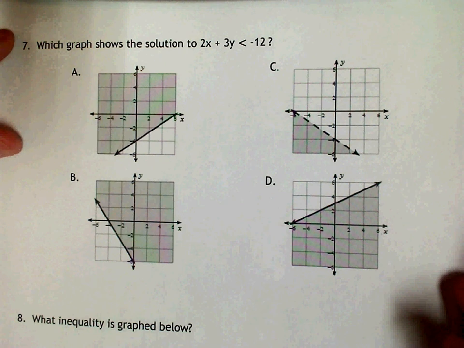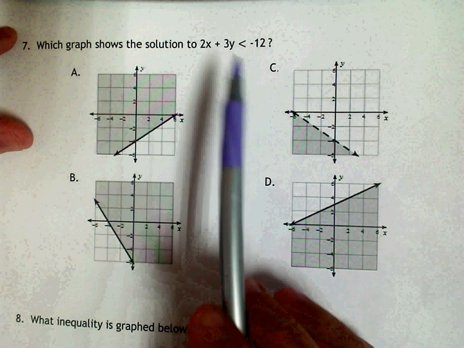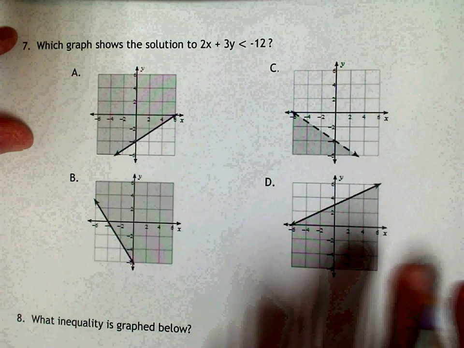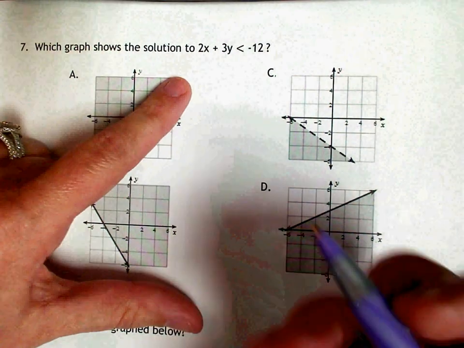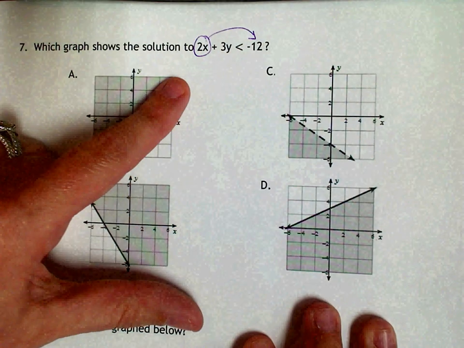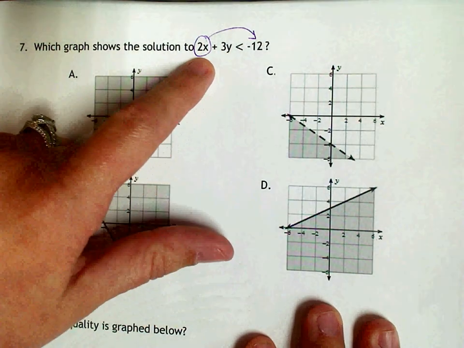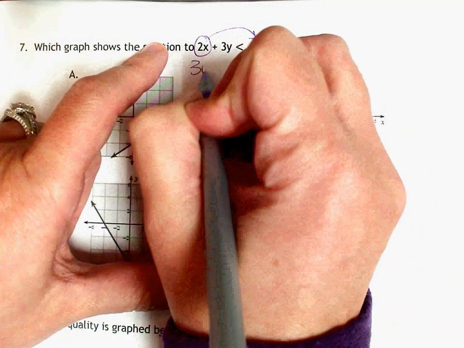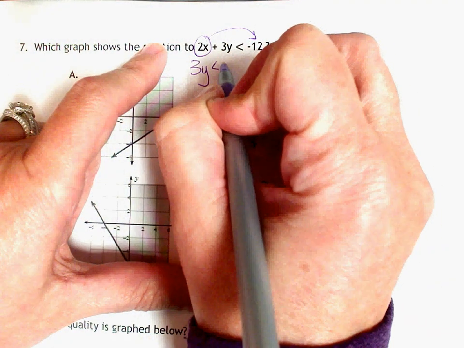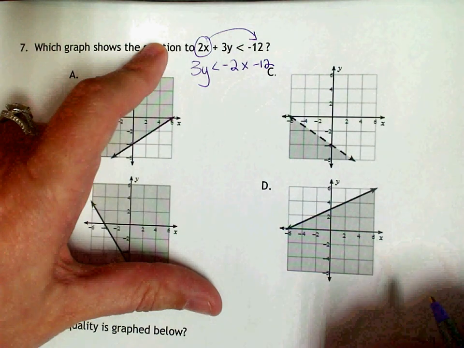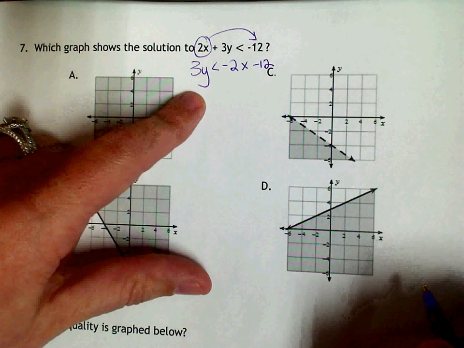So the first thing you're going to have to do is solve for y. So put it in slope-intercept form, which is y equals mx plus b. So you want to move x to the other side of the inequality, and when you do that, that changes the sign of the x only. Okay, so the 3y is going to stay 3y, and that 2x is going to be negative 2x, and then minus 12. And then we divide by negative 3.